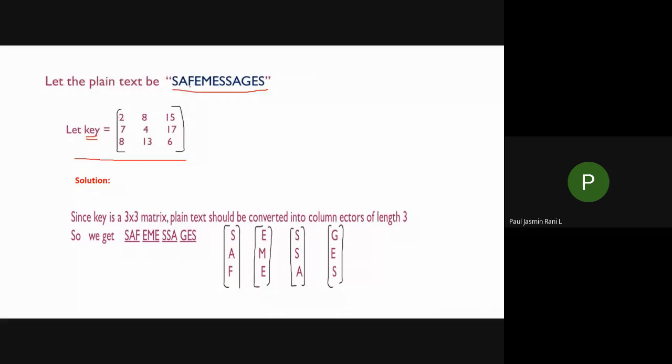Let us consider the plain text "safe message". What is your first step? You have to divide it into groups of 3. So this safe message can be divided like this: SAF is the first plain text. The next one is EME. This is your next plain text. The next one, SSA, is another plain text, and GES is another plain text.